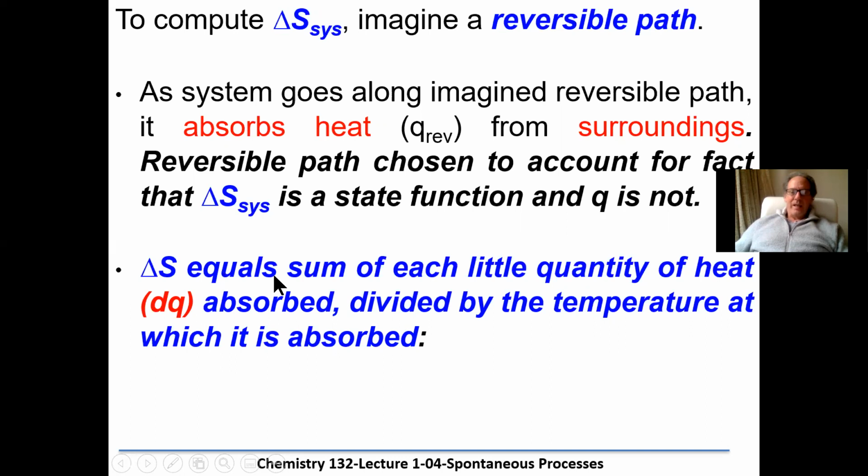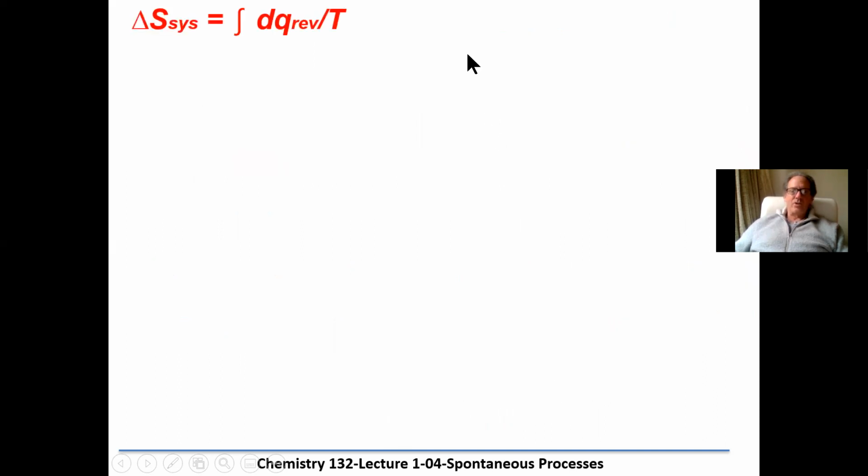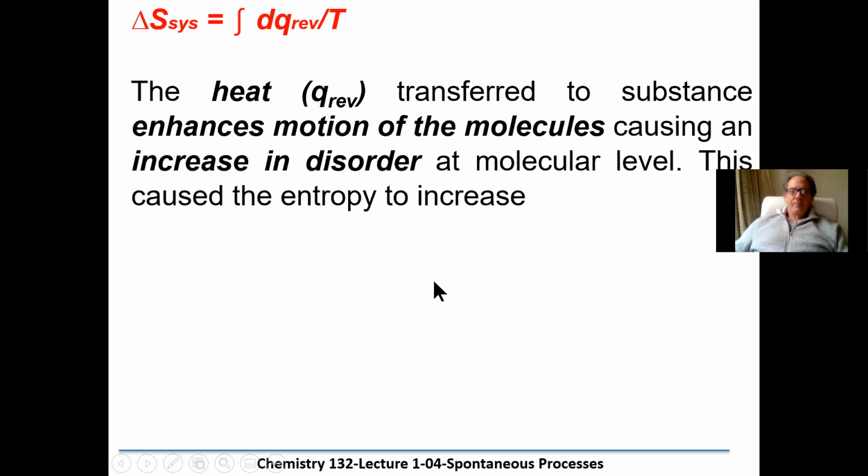So delta S equals the sum of all those tiny little changes in heat, dQ, that are absorbed or released. And then we're going to divide that by the temperature at which it's absorbed. And that is going to give us the change in entropy, delta S, for any system. It's the integral of dQ reversible divided by the temperature at which it happens. And we're going to calculate this for a number of different scenarios because we can calculate heat changes differently for different systems. So the first equation, there it is.